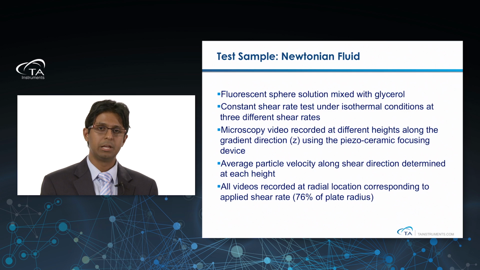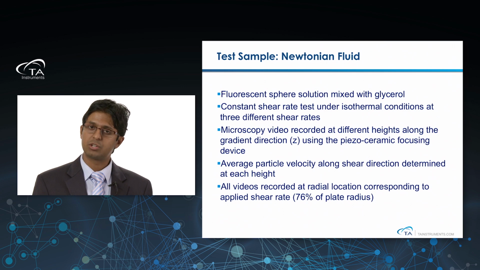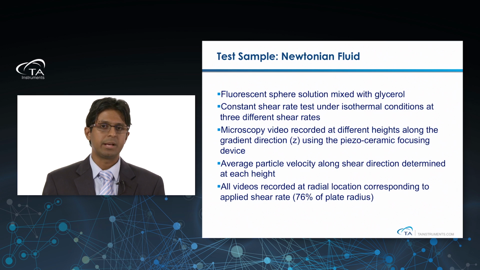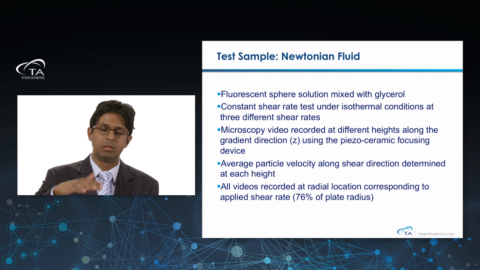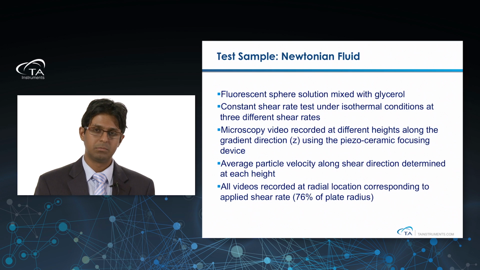The test sample that I use for this is just a Newtonian fluid, just glycerol with fluorescent polystyrene spheres mixed in with it. And this was just a constant shear rate test under isothermal conditions at 3 different shear rates. At each shear rate, I recorded microscopy videos at different heights along the gradient direction, and I'll expand on that in the following slide. This was done using the piezoceramic device.